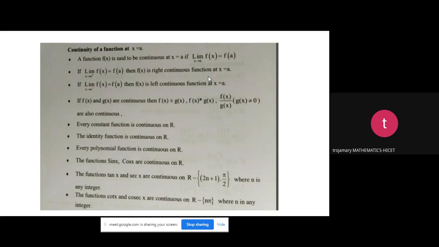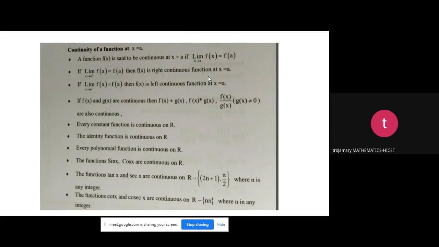If f of x and g of x are continuous, then f of x plus or minus g of x, f into g, f by g are all continuous. Every constant function is continuous. The identity function is continuous on R. Every polynomial function is continuous on R. The functions sin x, cos x are continuous. The functions tan x, secant x are continuous within their region, so you must notice the region also.